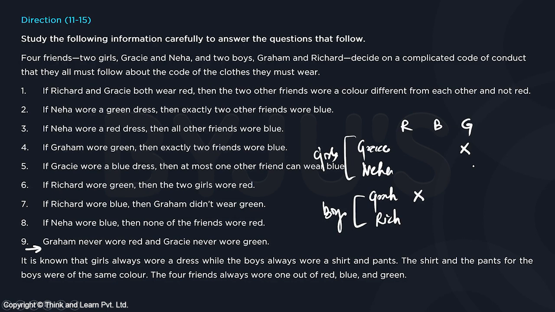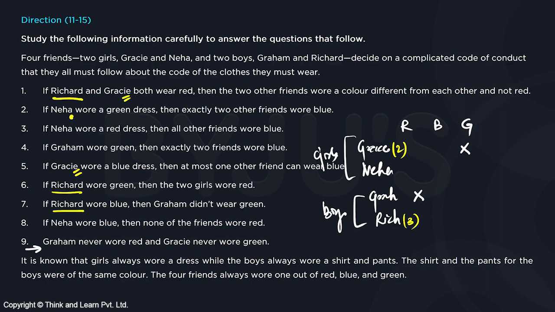Let's find out the name of the person who is most number of times in the condition. So if you look at Richard, Richard is here, Richard is here, Richard is here. So Richard is there at 3 places. So 3 conditions are dependent on Richard. If you talk about Gracie, so Gracie is once and twice. So there are 2 places where Gracie is.